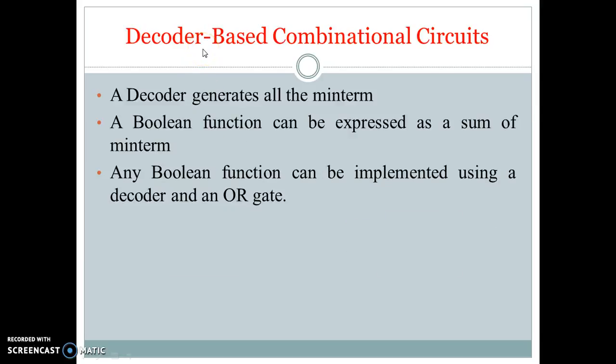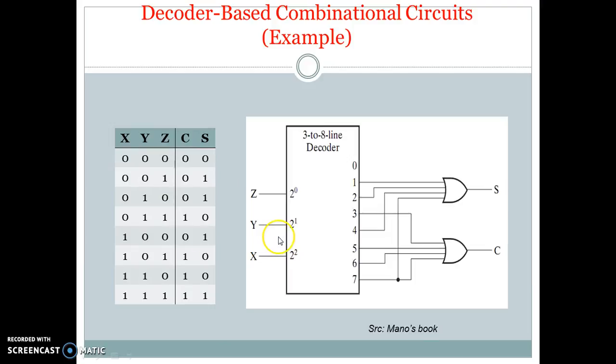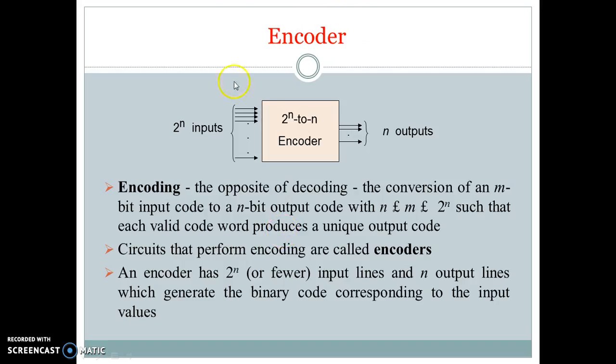A decoder-based combinational circuit can generate all the minterm conditions and also sums of minterms. Any Boolean function can be implemented by using a decoder and an OR gate. With the 3 inputs it can produce the 8 possible minterm conditions. Okay, so the next one is the encoder.